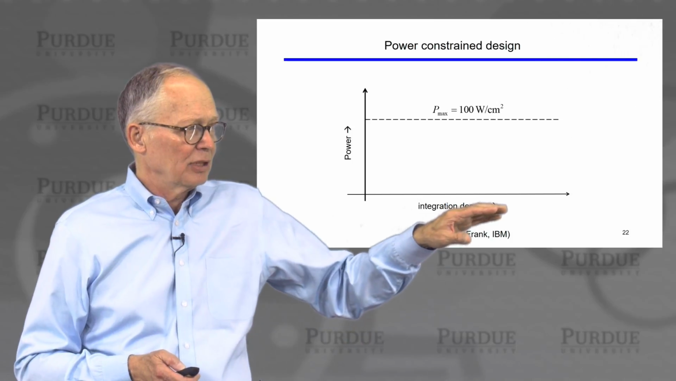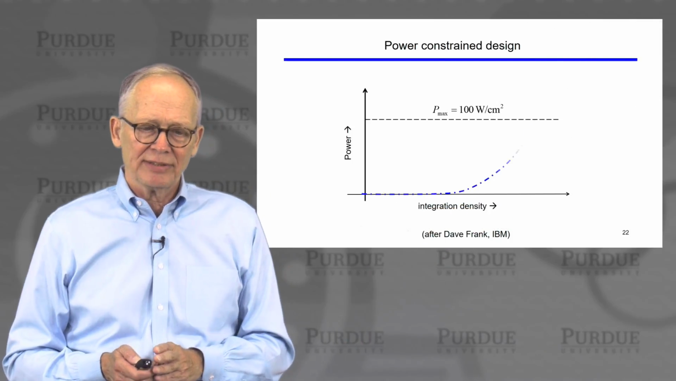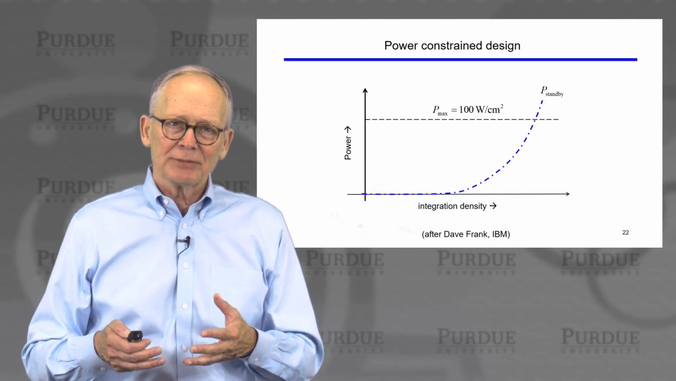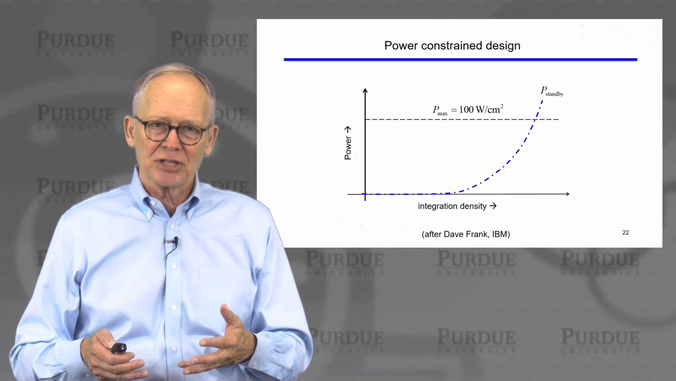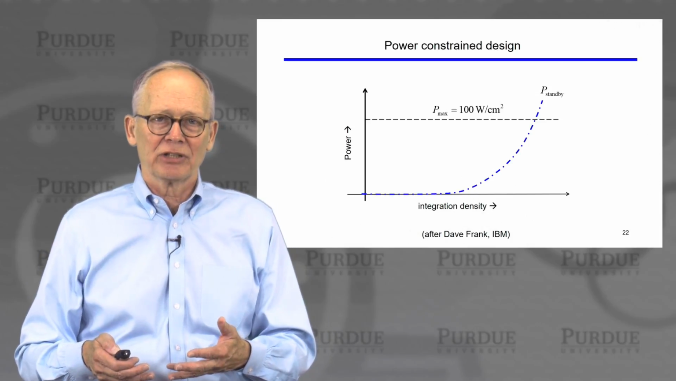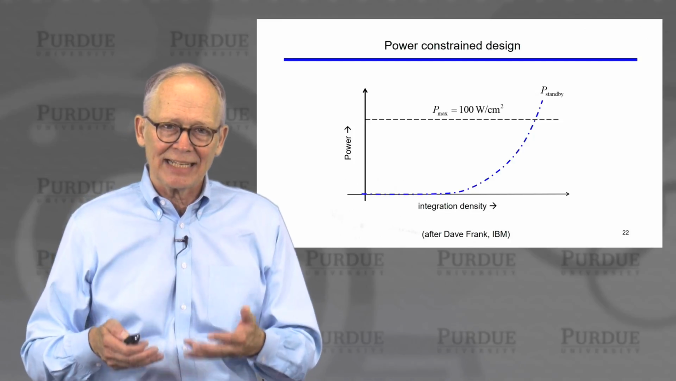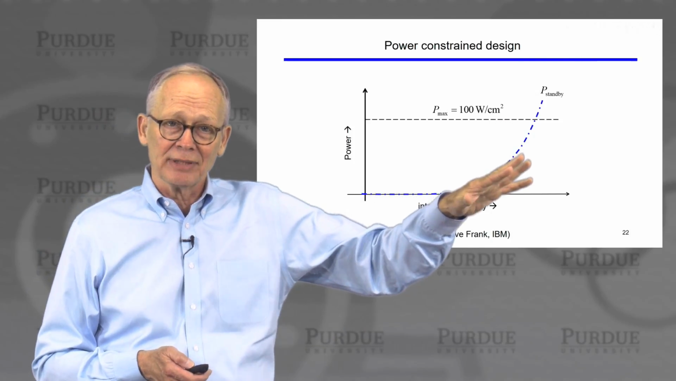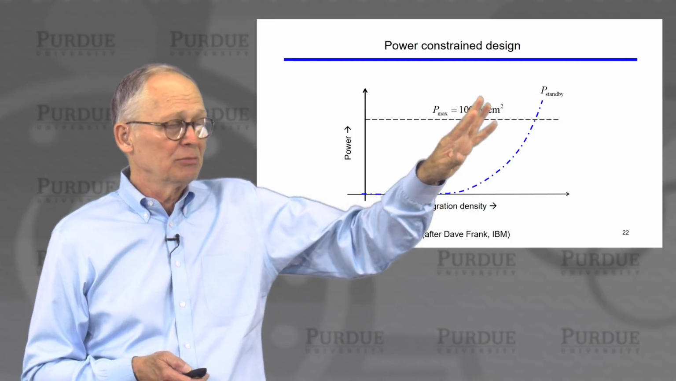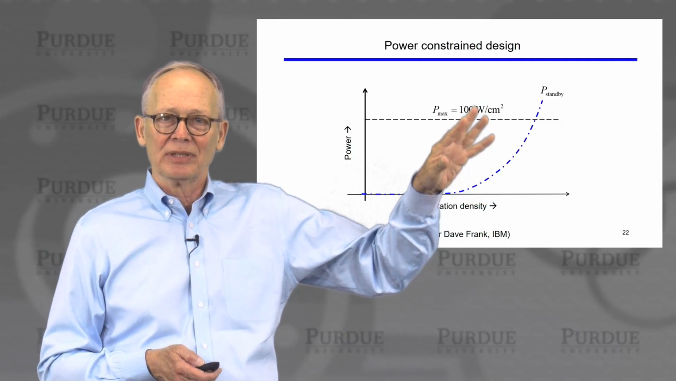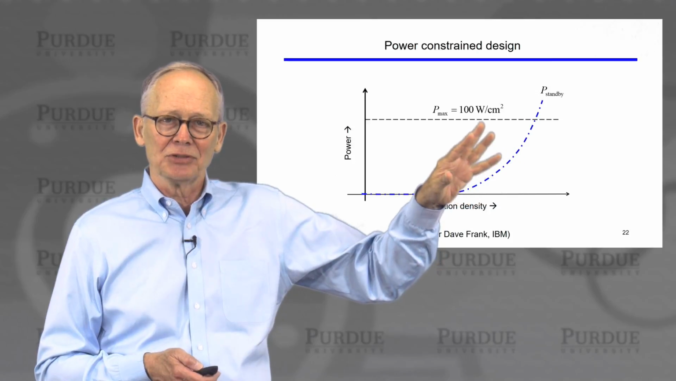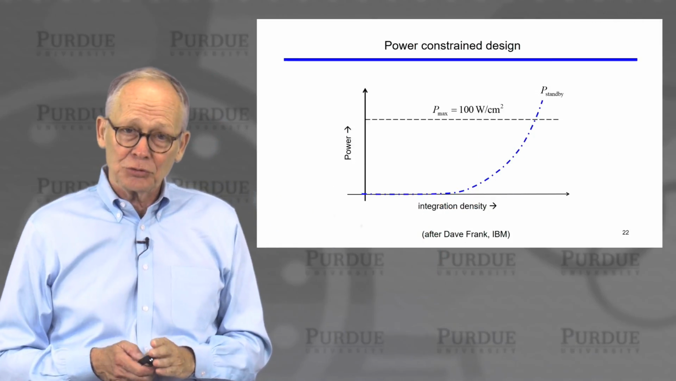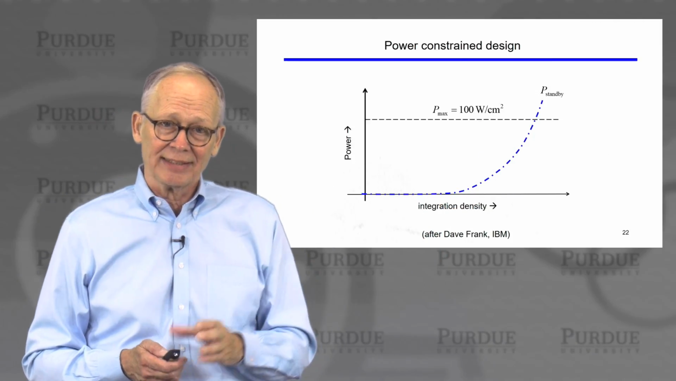Now, if I look at power versus integration density, the more complex my circuit, the more transistors on a chip, the more leakage current is going to add up and I'll have more static power dissipation. If I went to an extreme and put too many transistors on a chip, I would consume my entire power budget with leakage power and not be able to do anything useful. The useful work is done when I'm switching the gates.